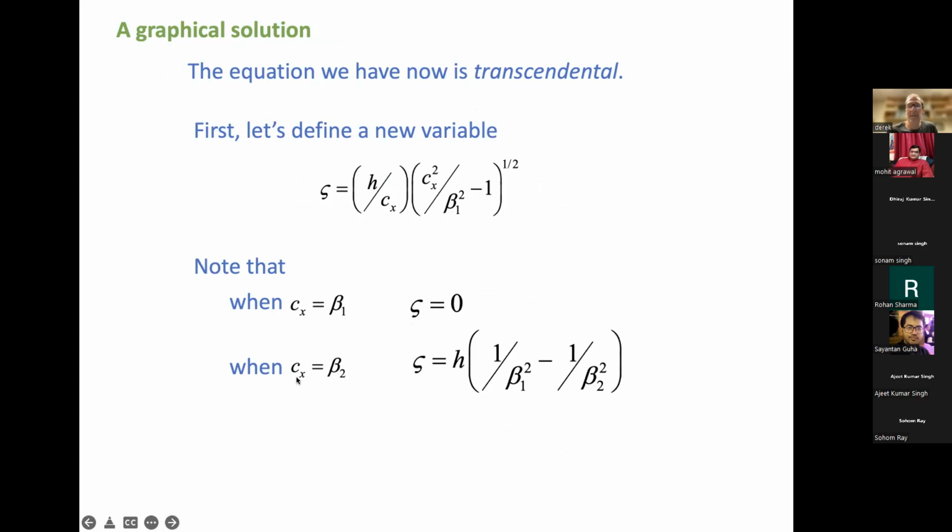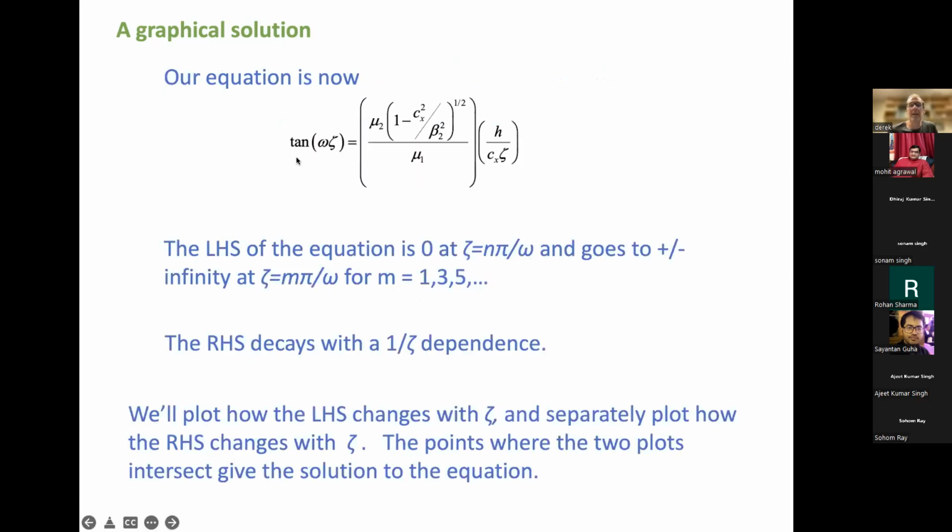And then we can note that when c sub x equals beta sub 1, zeta equals 0. When c sub x equals beta sub 2, then zeta equals h times the square root of 1 over beta 1 squared minus 1 over beta 2 squared. And this is the range of c sub x which produces real results. So this is the range over which c sub x is valid. So c sub x will vary between beta sub 1 and beta sub 2. So our equation now becomes tangent of omega times zeta equals this stuff here on the right.